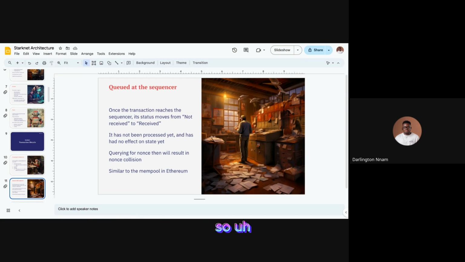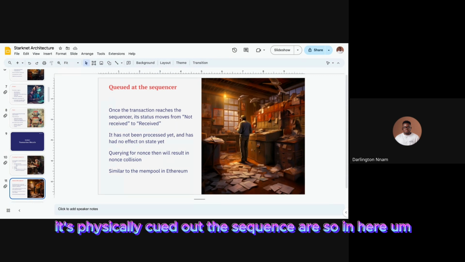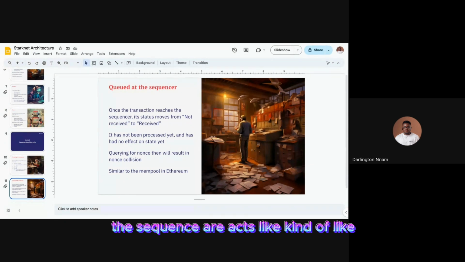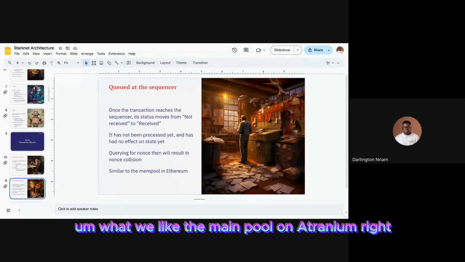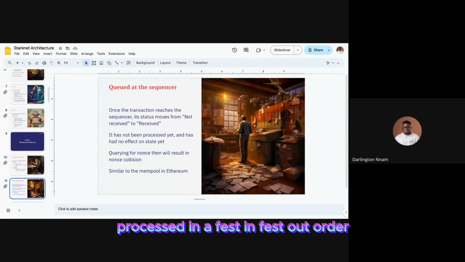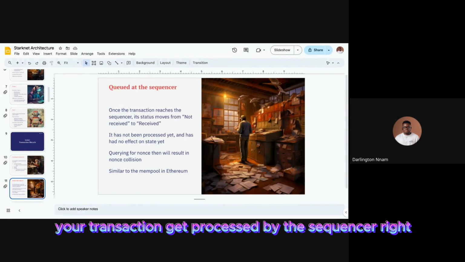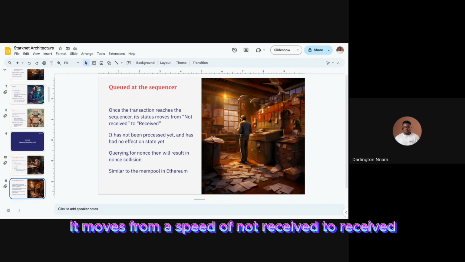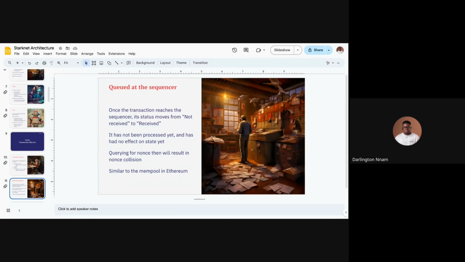So the next thing that happens is it's queued at the sequencer. In here, the sequencer acts kind of like the mempool on Ethereum, right? So transactions are queued and processed in a first in, first out order. So when your transaction gets processed by the sequencer, it moves from a state of not received to received.